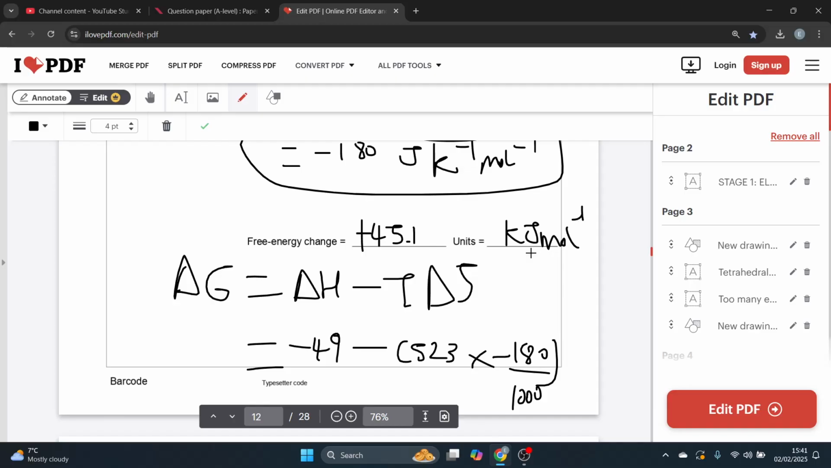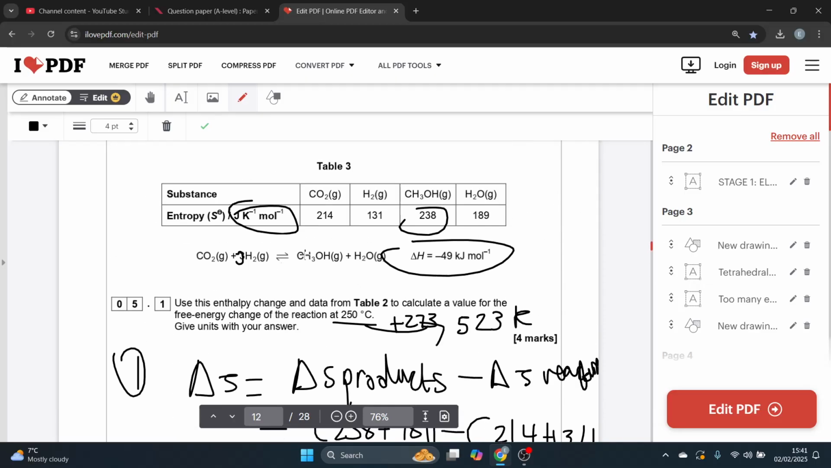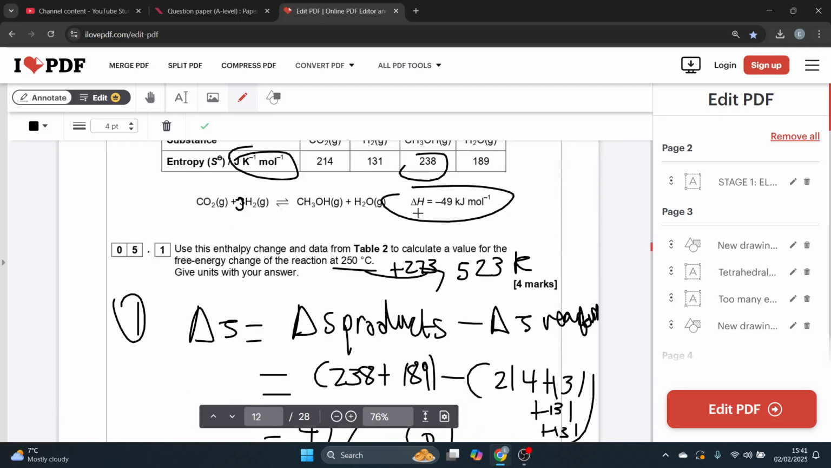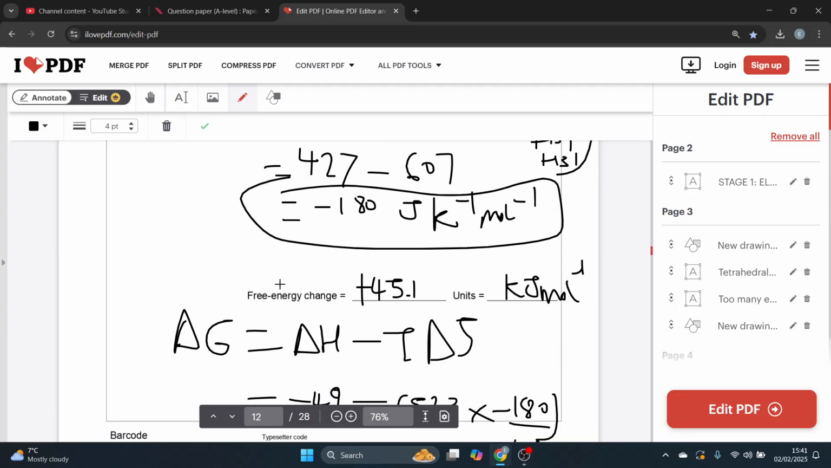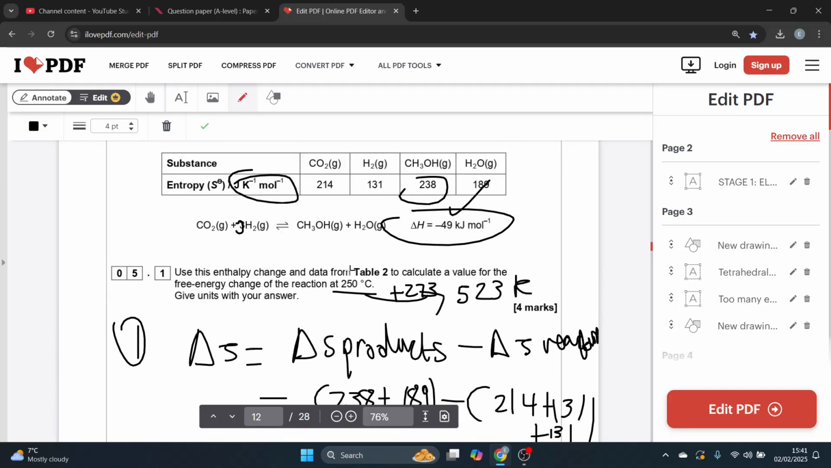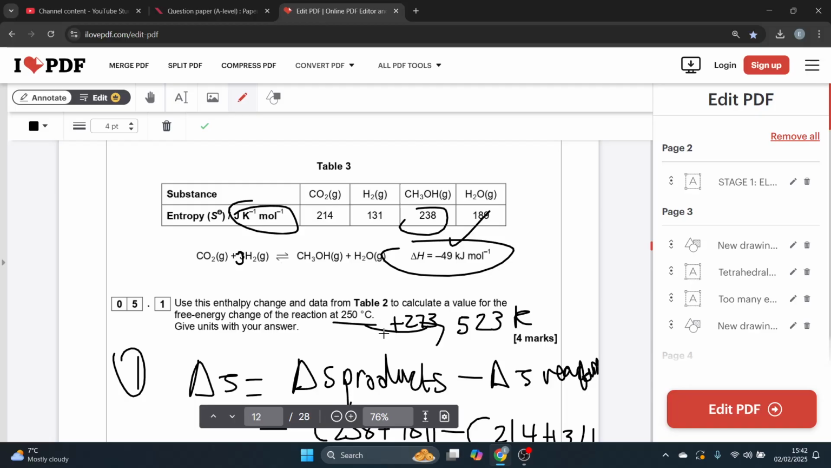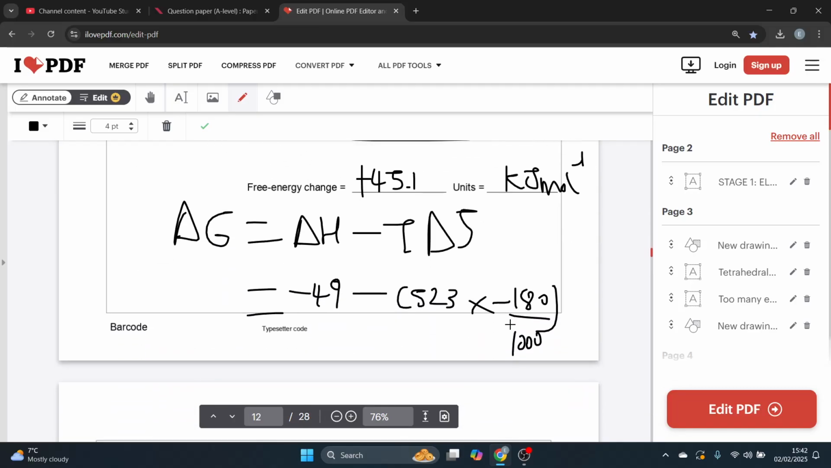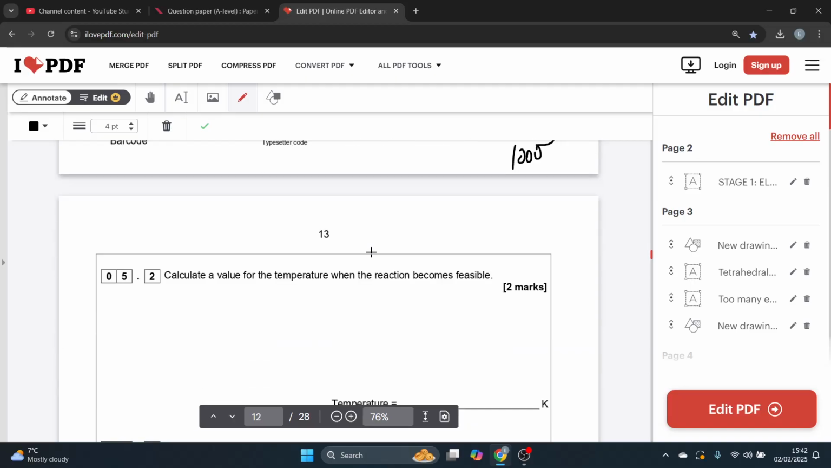So find out delta S, minus 180 joules K to the power minus 1 mole to the power minus 1. Delta G is delta H minus T delta S. Delta H is in kilojoules, therefore I need to convert delta S into kilojoules by dividing by 1000. Then substitute in temperature, I need temperature in Kelvin, so add 273 to degrees Celsius to convert to Kelvin, 523. Substitute in there, you get delta G, and obviously the units can be kilojoules mole to power minus 1 since I converted both of these. Delta H was already in kilojoules mole to power minus 1. I converted delta S to kilojoules mole to power minus 1. Therefore, my units for Gibbs free energy change will be in kilojoules mole to power minus 1.